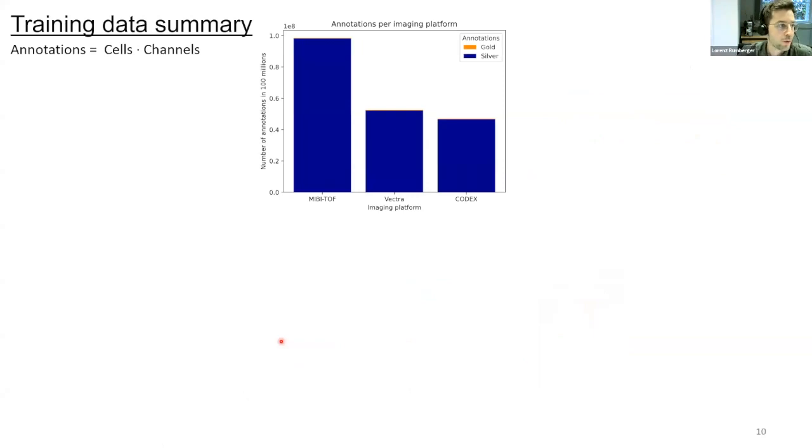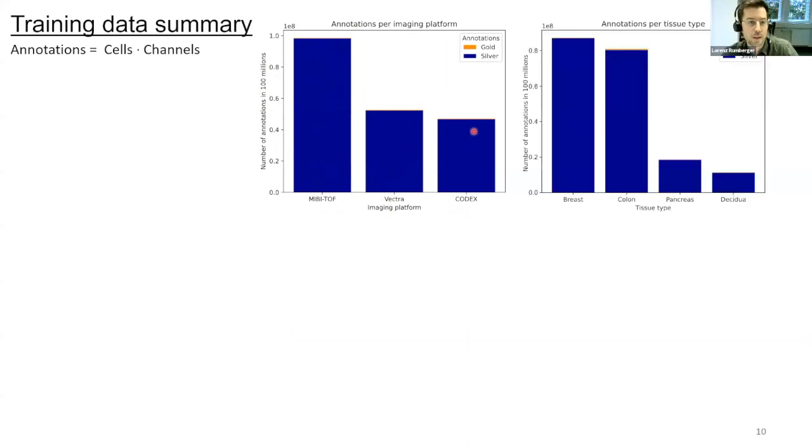And here's a small summary of our training data set so that you see the scale of the operation. On the y-axis, you have the number of annotations in 100 millions. And here I split the data set by the imaging platforms into MIBITOF, Vectra, and Codex. And you see we have 95 million MIBITOF annotations in our data set and around 50 Vectra and Codex annotations.